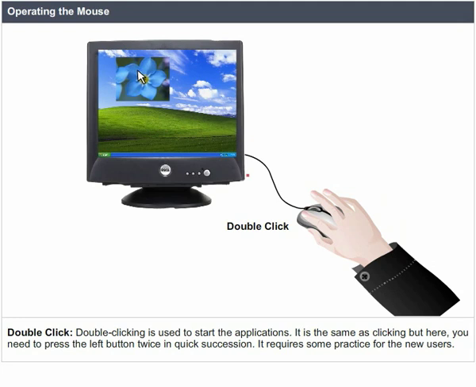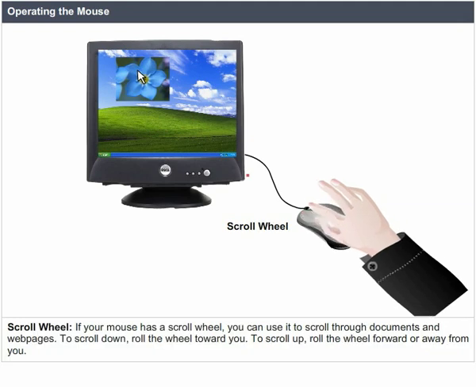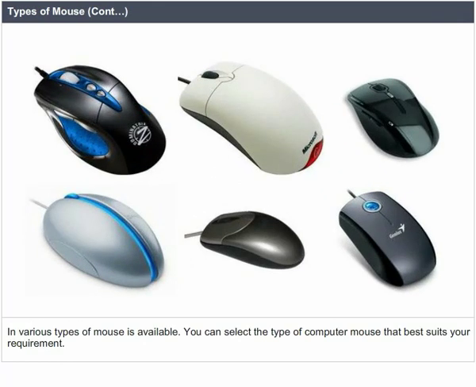Scroll wheel. If your mouse has a scroll wheel, you can use it to scroll through documents and web pages. To scroll down, roll the wheel toward you. To scroll up, roll the wheel forward or away from you. There are various types of mouses available. You can select the type of computer mouse that best suits your requirement.